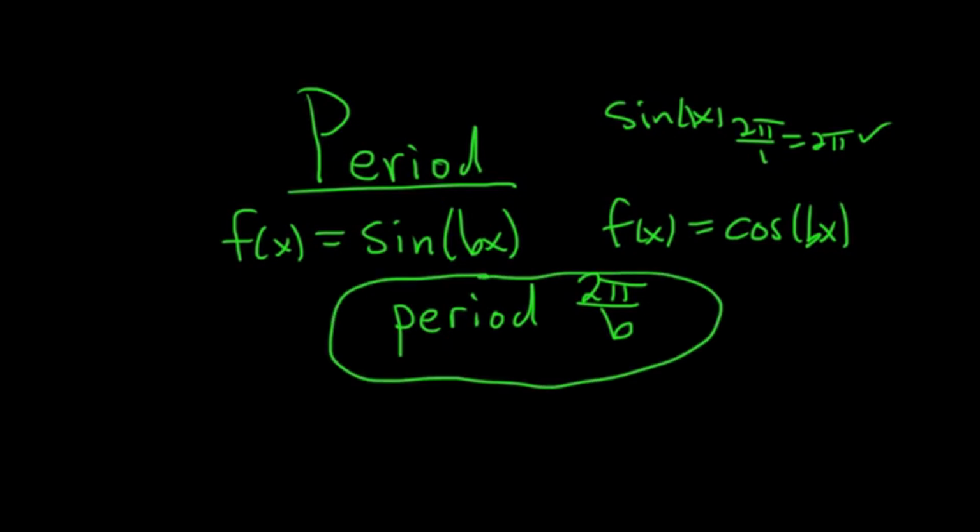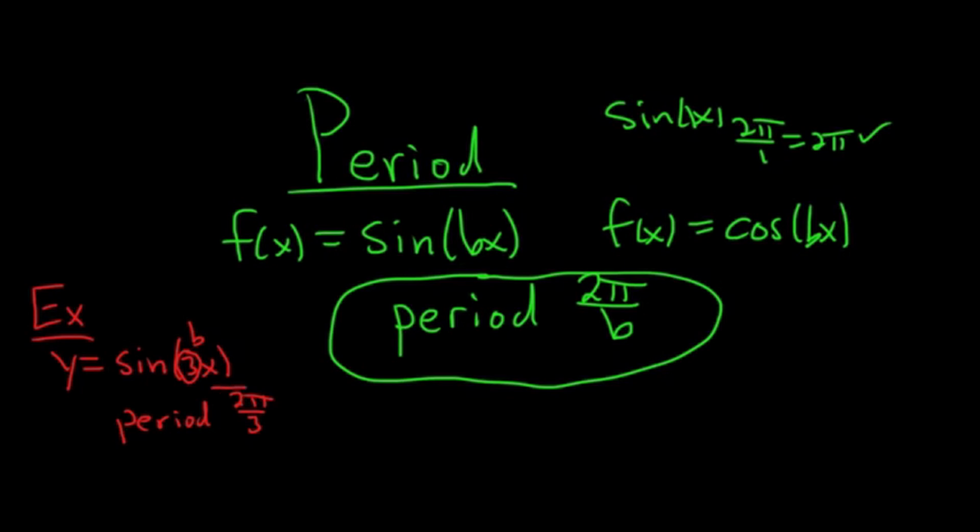Let's do some simple examples of finding the period. It's really easy. Say we have y equals sine 3x. In this case, your b is 3, so the period would be 2 pi over 3. That's your period. That makes the period smaller, right? 2 pi over 3 is smaller than 2 pi. So the graph of sine is traced out faster. It repeats every 2 pi over 3 instead of every 2 pi, so it's traced out 3 times as fast.